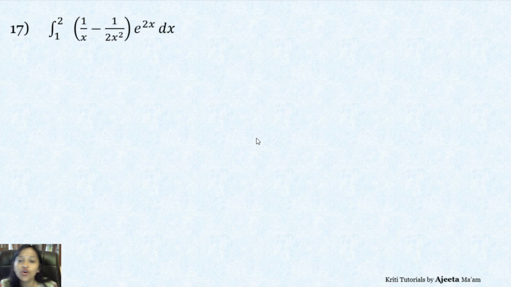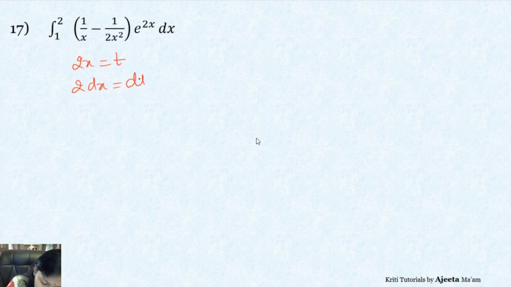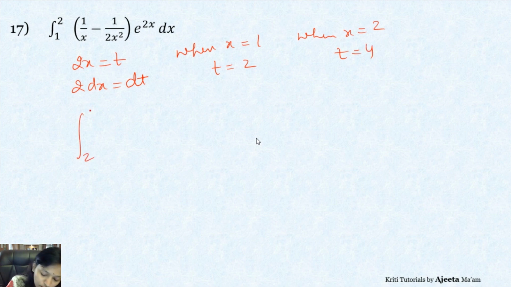Now here we cannot use the theorem which we have been using previously in other questions because we have exponential 2x. Now what to do for that? Let's put 2x as t. So 2 dx is dt. Correct? Now when x is 1, limits will also change. T will become what? 2. When x is 2, limit will become what? T will become what? 4. Okay? Now let's make it 2 to 4. 2 dx is dt. So 1 by 2 will come.